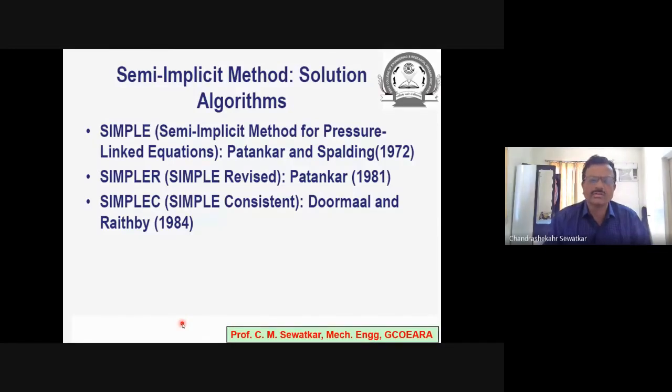Later on, there were some modifications to the methodology, which are SIMPLER and SIMPLEX, but we are not going to go through those SIMPLER and SIMPLEX methods because of paucity of time.